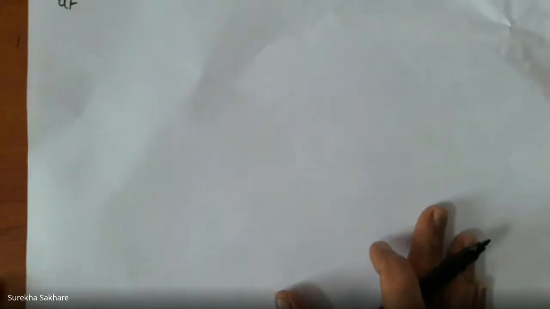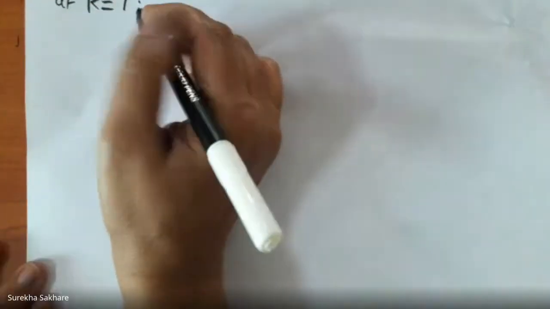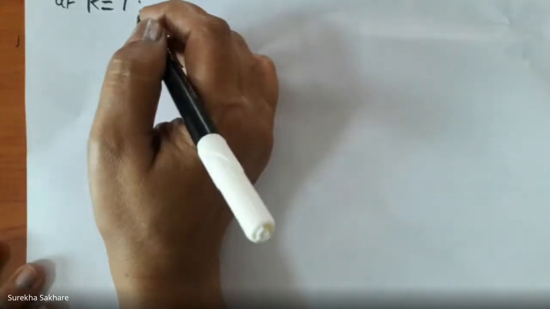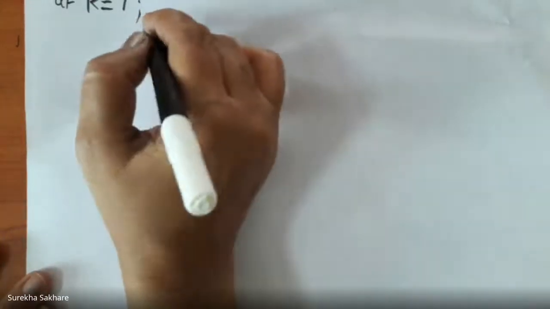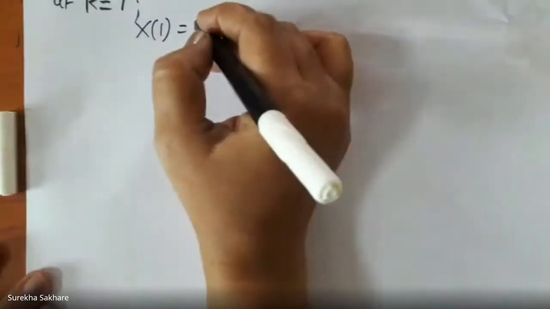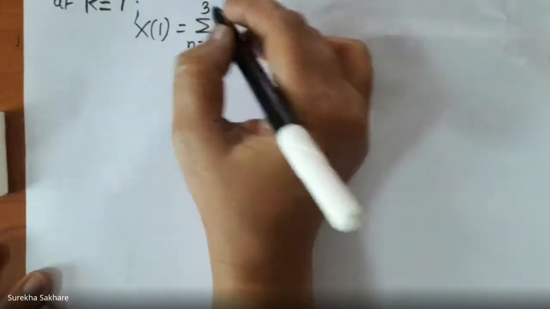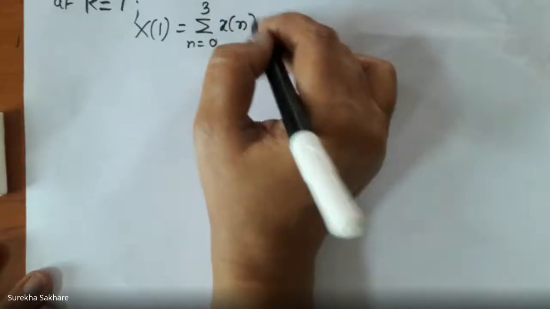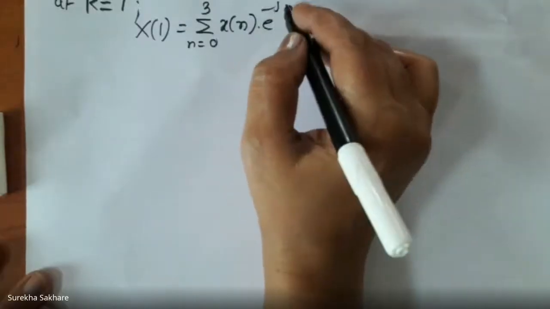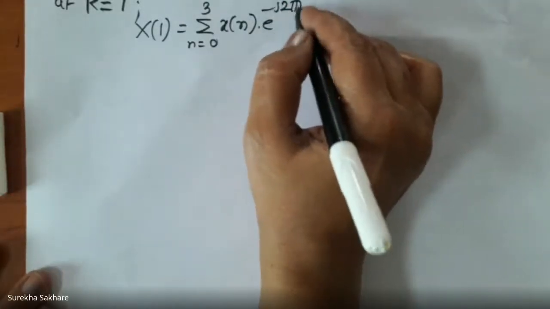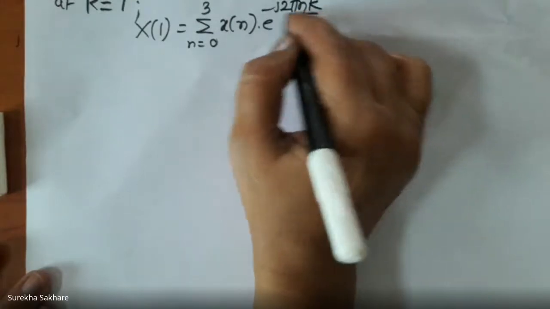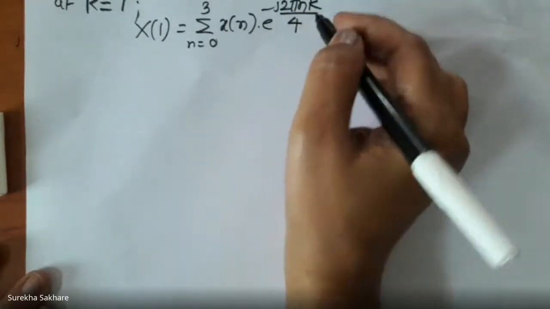At k is equal to 1, I will be finding X of 1, which is equal to the summation n is equal to 0 to 3, no change there. X of n e raised to minus j 2 pi n k by 4, right? Now here I will put all the values required and simplify a bit. So k also I will be inserting here.